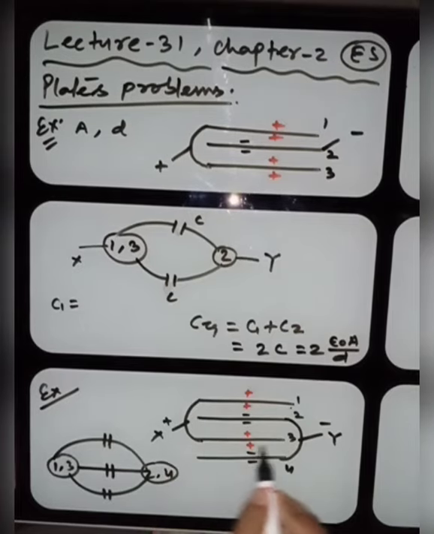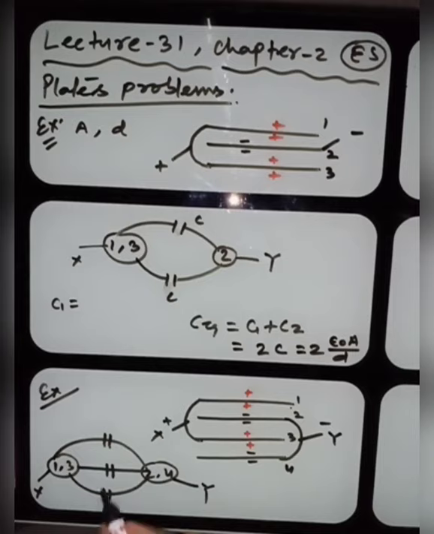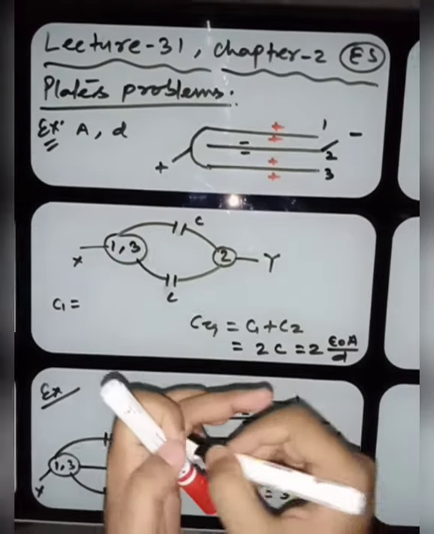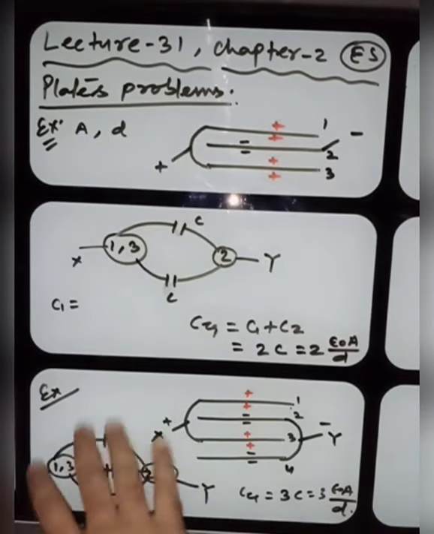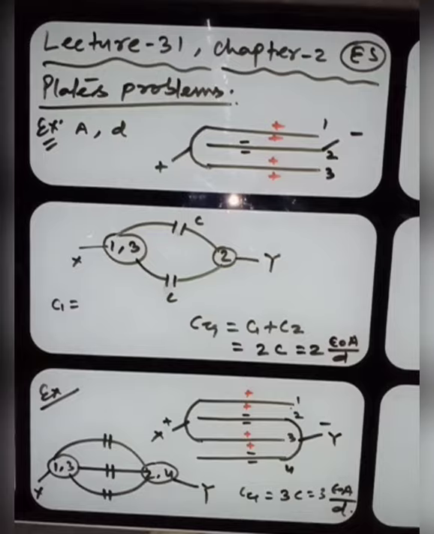X from 1 and 3, Y from 2 and 4. You can see easily these three are connected in parallel. So the C equivalent will be C1 plus C2 plus C3, that is 3C, that is 3 epsilon naught A by d. I hope students this would be a little bit easier method.